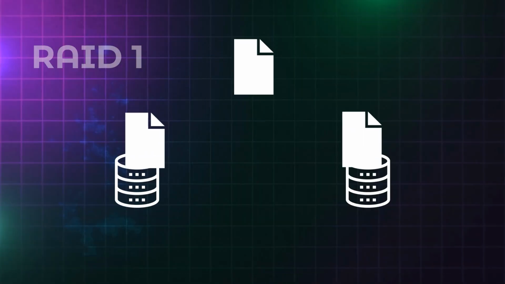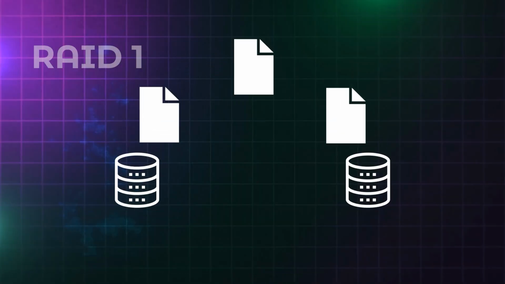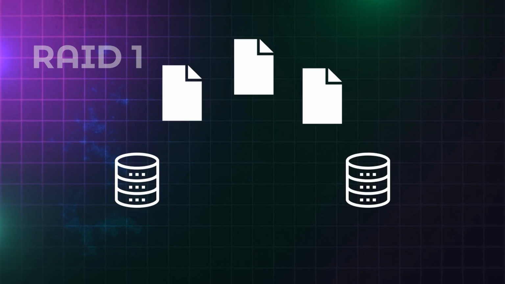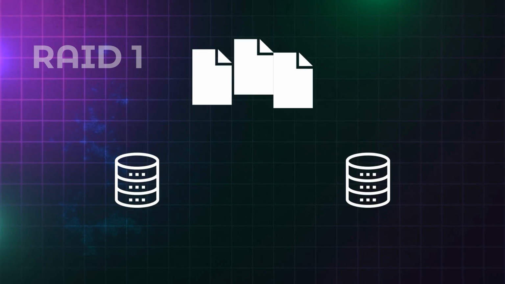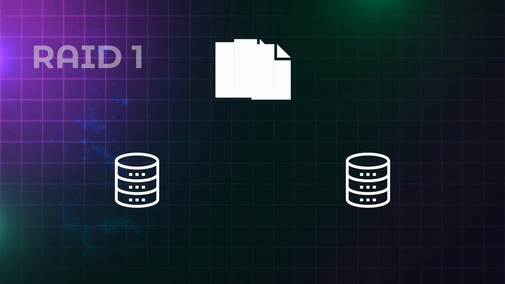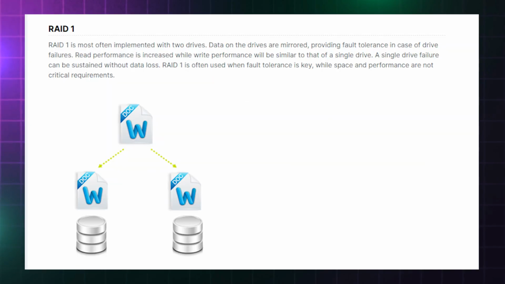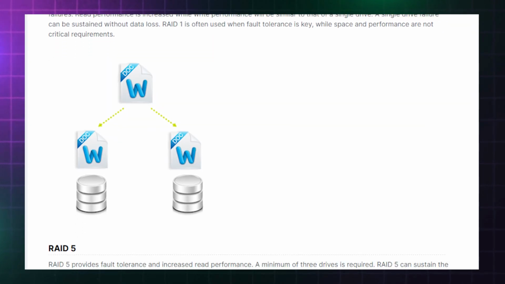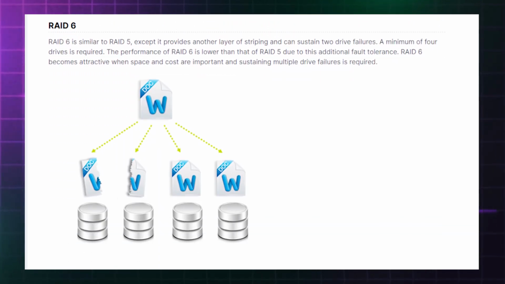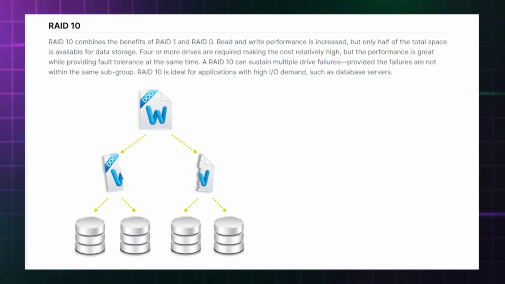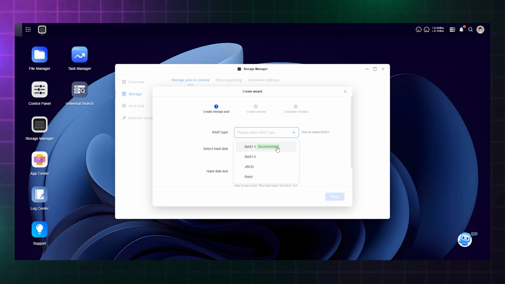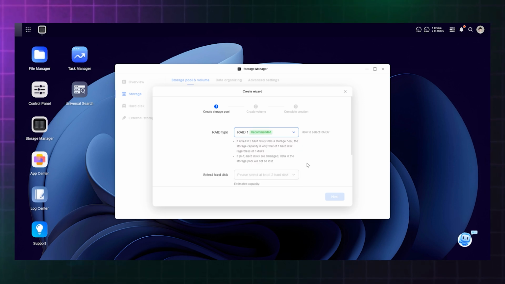RAID 1 consists of data mirroring. All the data copied to one drive is copied identically to another drive. The drawback to RAID 1 is there is a slight speed cost, as copying data twice takes longer. Without getting into the specifics, choosing another RAID variation might be faster, but the drawback is that you'll need more disks. I chose RAID 1 to protect my data from failure.